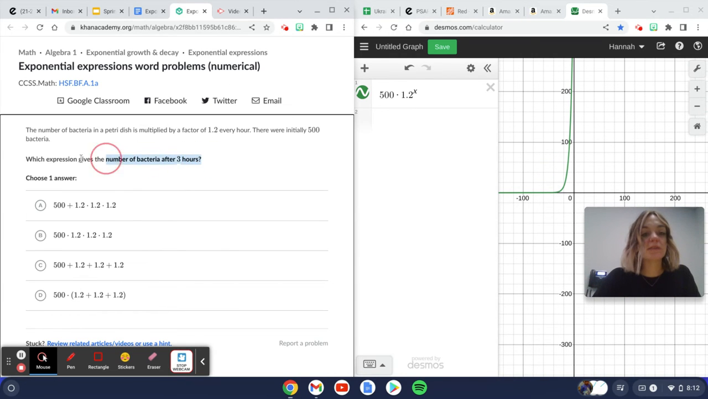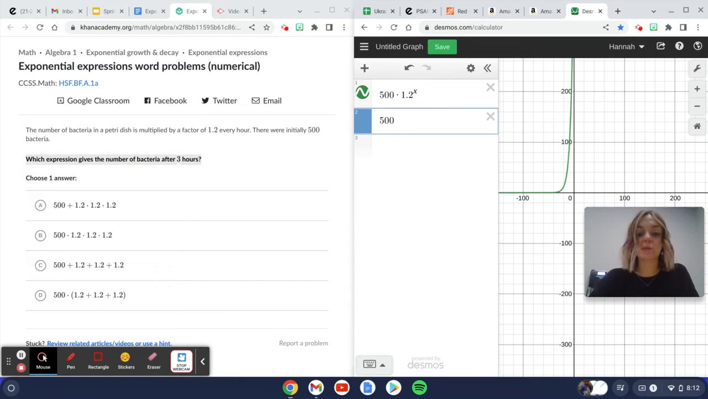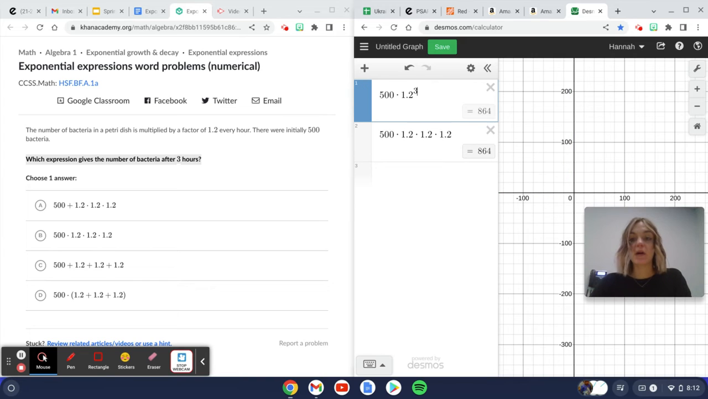Which expression gives the number of bacteria after 3 hours? So what's happening is we're taking 1.2 multiplied by our initial starting value, which is 500. We're multiplying it by 1.2 again, and then we're multiplying it by 1.2 again. And we can double check this by plugging in a 3 for our x here, making sure it gives us the same number, and it does.